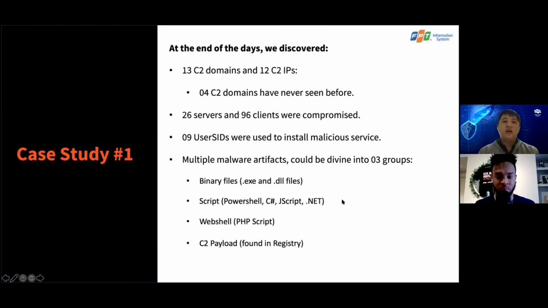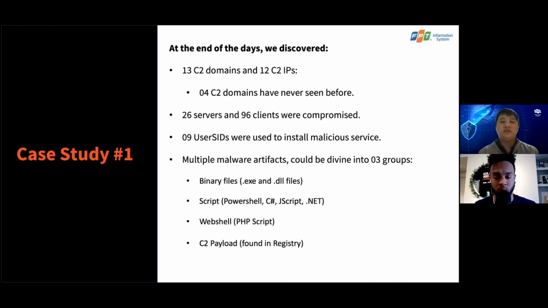So at the end of the day, we discovered many bad things happening. We discovered more than 30 C2 domains and 12 C2 IPs. Among those, we found that 4 C2 domains had never been seen before. That means these domains were created for this campaign targeting our customer. A lot of servers and a lot of client workstations were compromised.